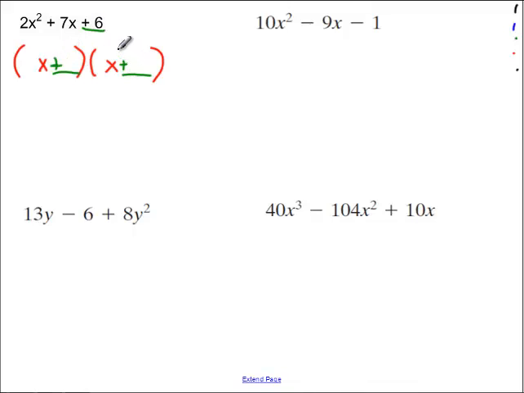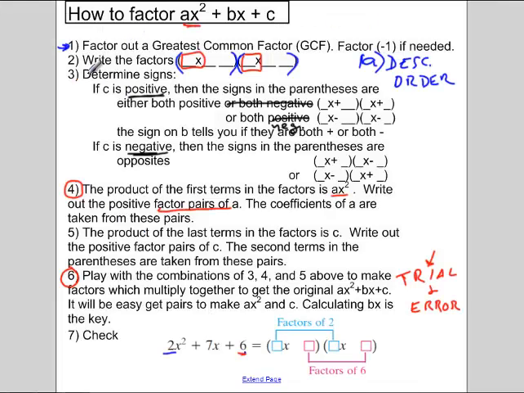Positive times a positive gives me a positive, and they add up to a positive as well. When you do the FOIL and you find your inside and outside terms, those numbers add up to the like terms of positive 7. Alright, so we've done our signs. So there's step number 3.